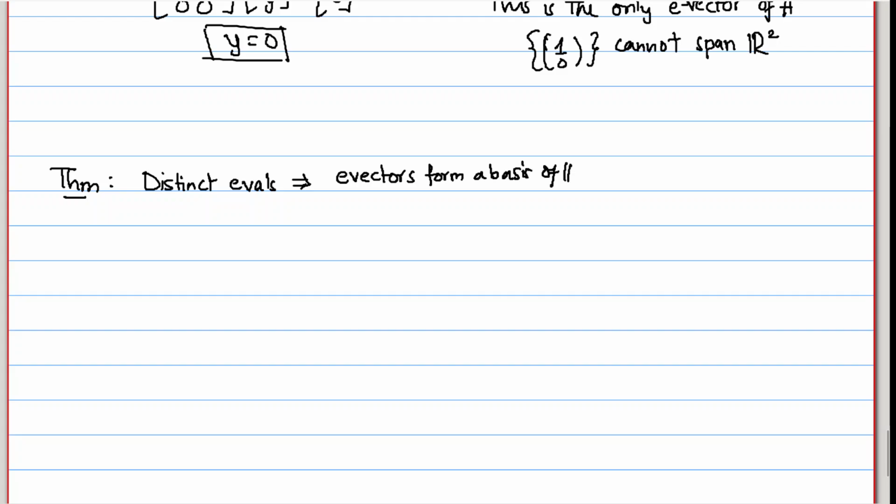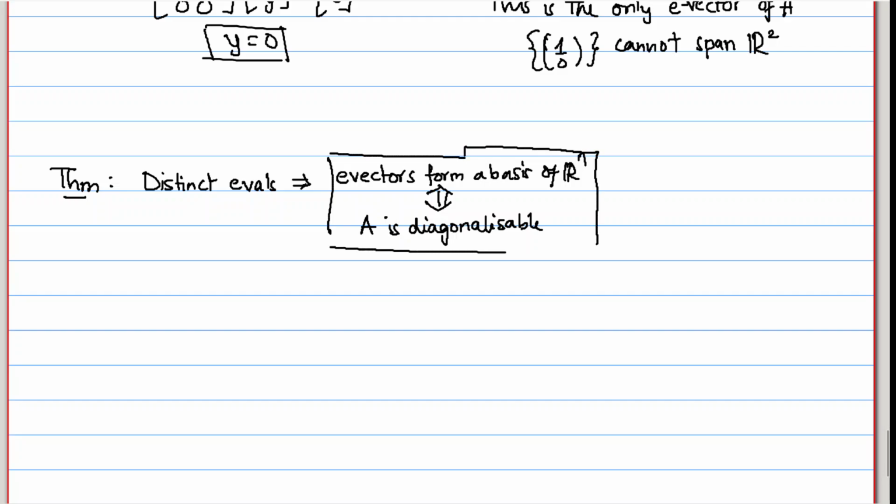If T is diagonalizable, observe that this is equivalent to saying that the matrix A is diagonalizable. It is if and only if.